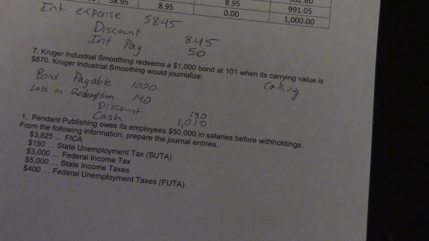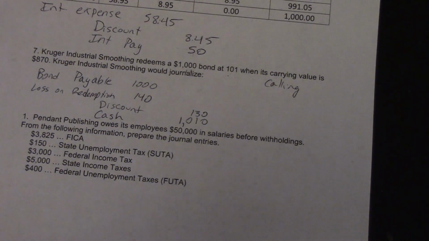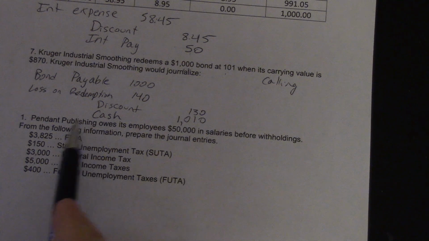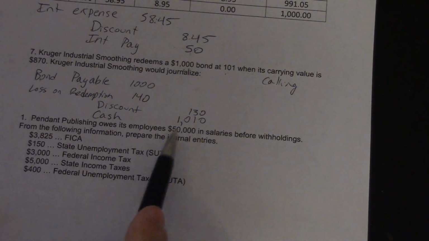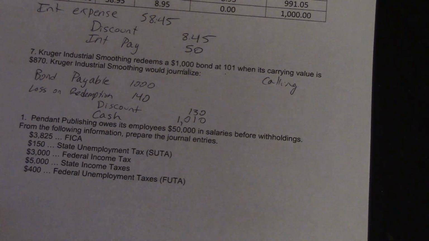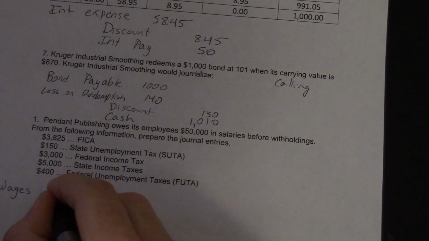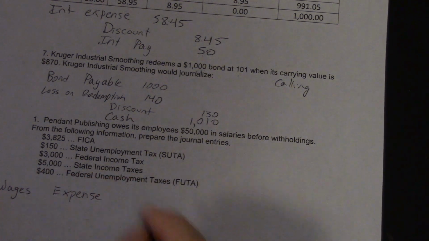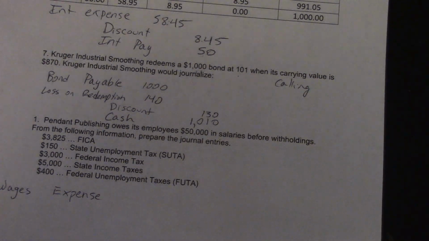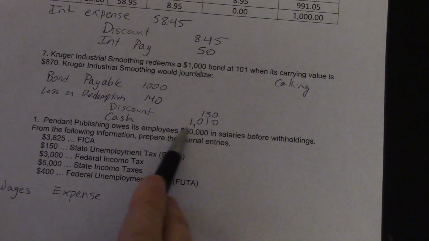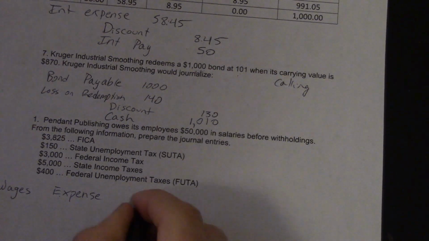Okay, moving on from bonds, we're going to journalize some employee wages. We've got a company that owes employees $50,000 in salaries. From the following information, prepare the journal entries. So we will always record a wages expense and some kind of wages payable. Our wage expense is always however much we owe our employees. So the $50,000.